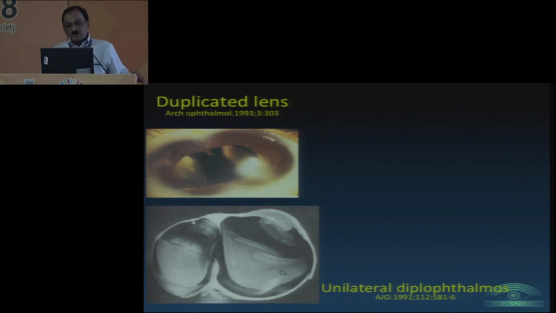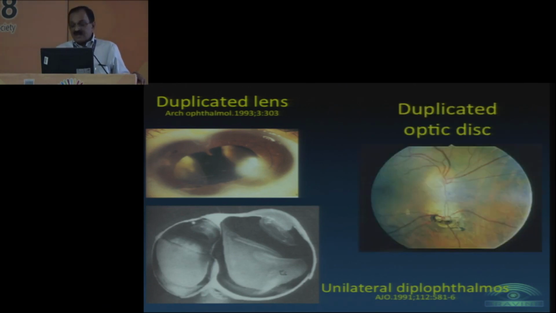These are reported: duplicated lenses, duplicated eyeball, and of course the duplicated optic disc. Just for interest, I showed you these cases.